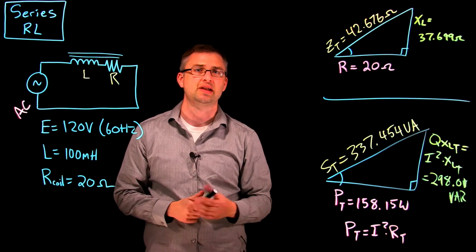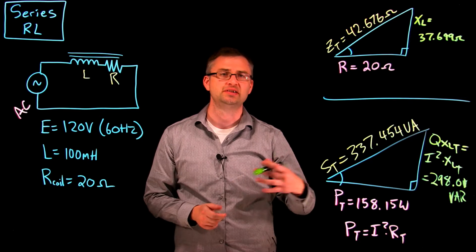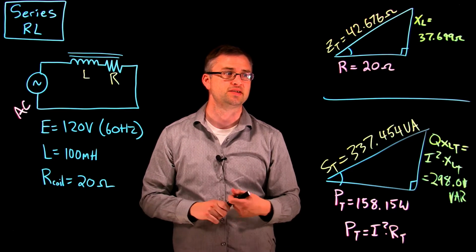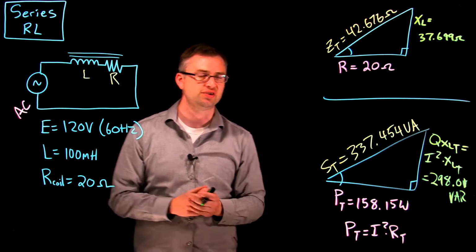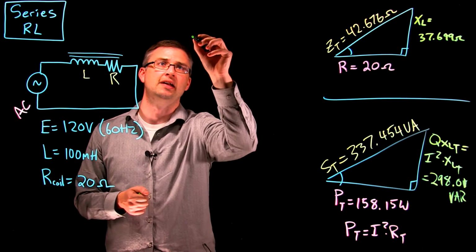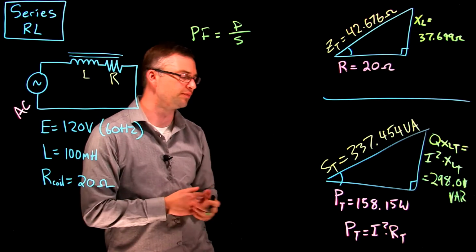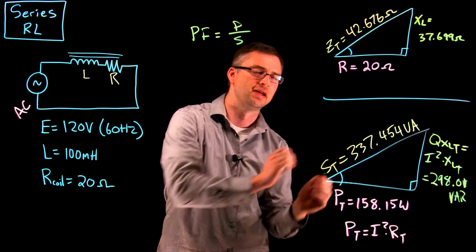In this video we're going to take a look at power factor with the circuit that we did in the previous video, which is an RL circuit in AC. Power factor is a relationship between two components in that circuit. The power factor is the power over the apparent power, so the relationship between these two sides of the triangle.